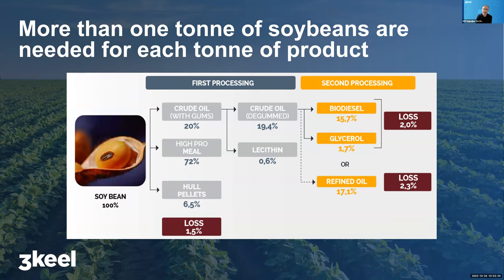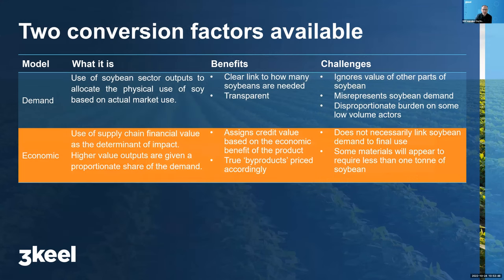So if we start with a soybean, a large part of it is going to be going into high-pro soy meal, in this case for high pro, but you're still going to be getting some pellets and you're still going to be getting some oils, which could then be sold as lecithin after further processing or as crude oil or biodiesel. And with the soy calculator, it doesn't matter which of these materials you're buying, we can convert that back to the soybean equivalent.